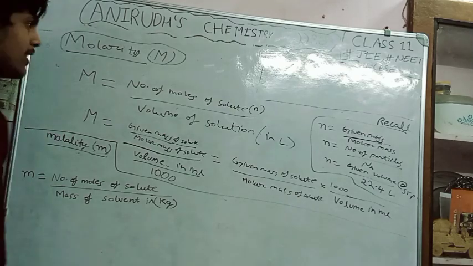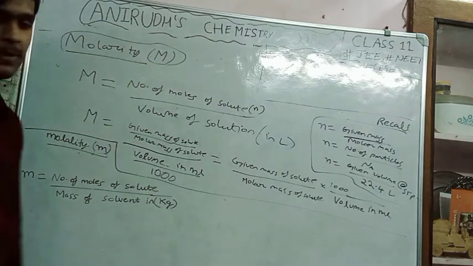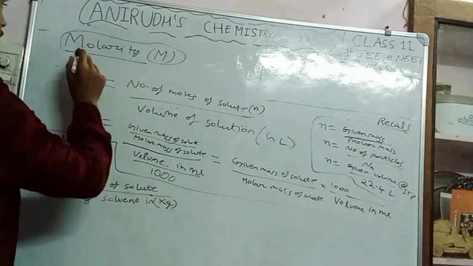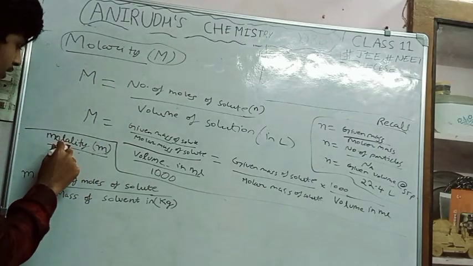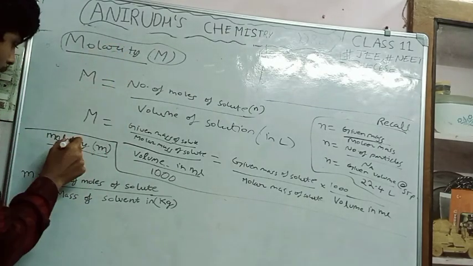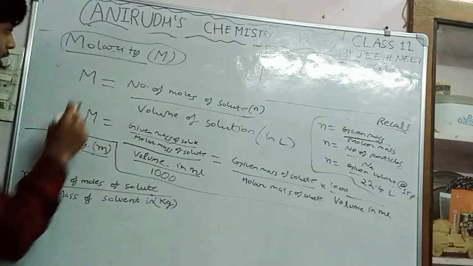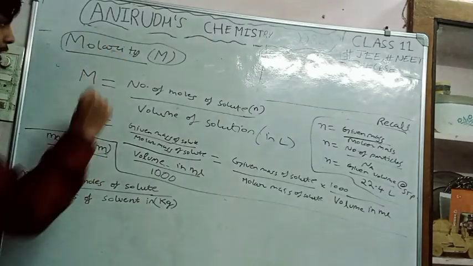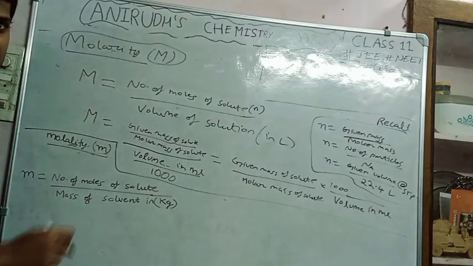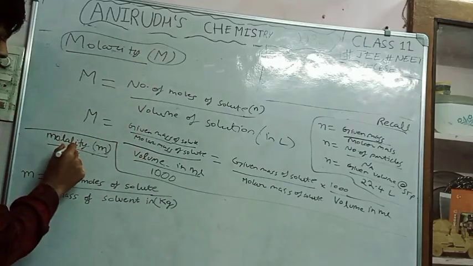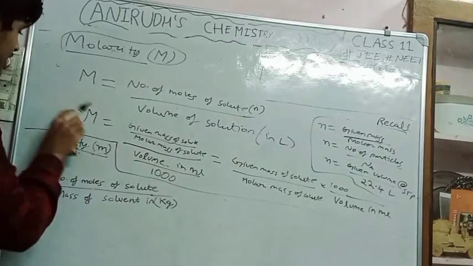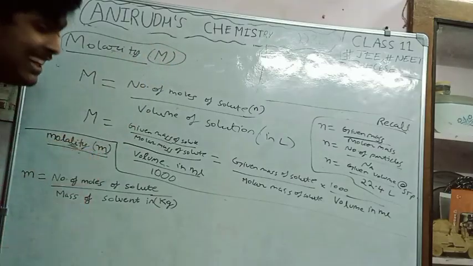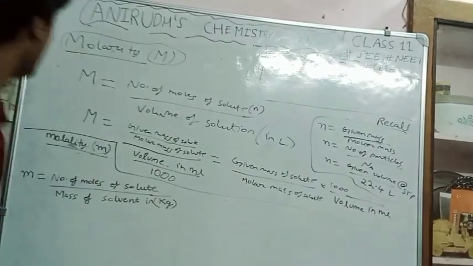Now let us start with molarity represented by capital M. Okay, what is it? Molarity. There's much difference between molarity and molality. Small r here means it's molarity, represented by capital M. Molality is represented by small m.